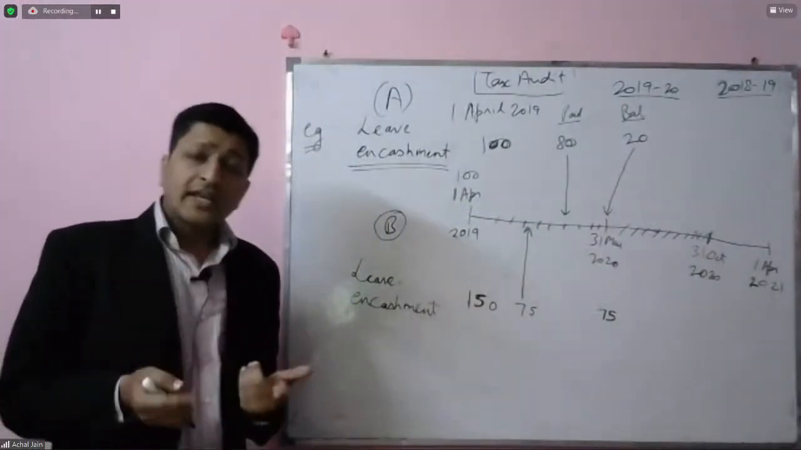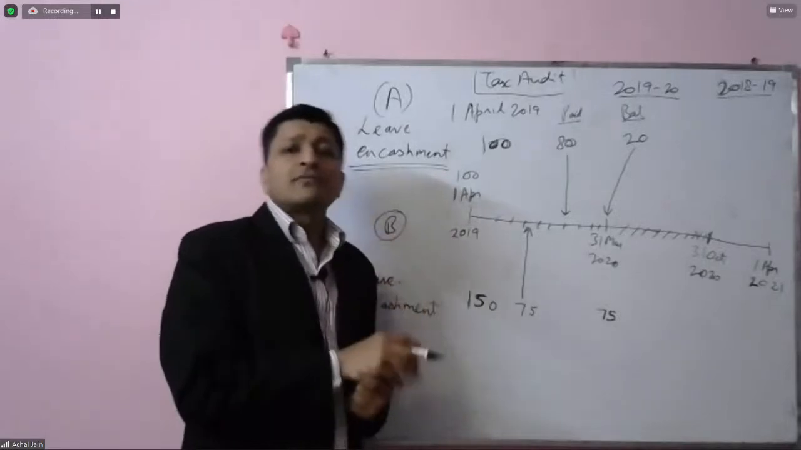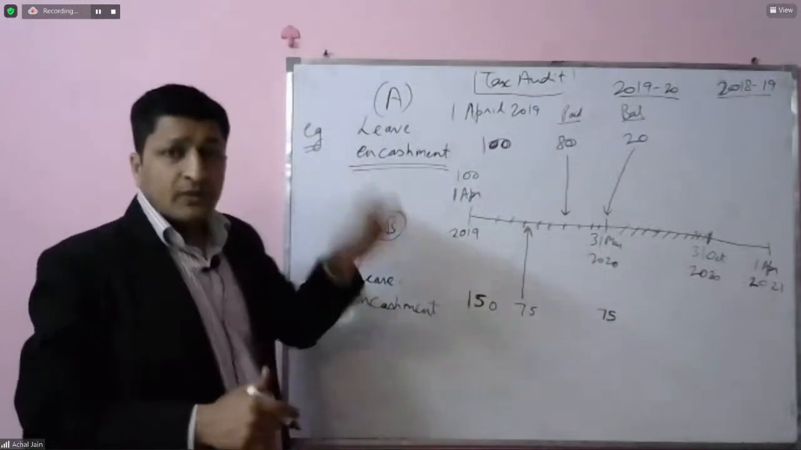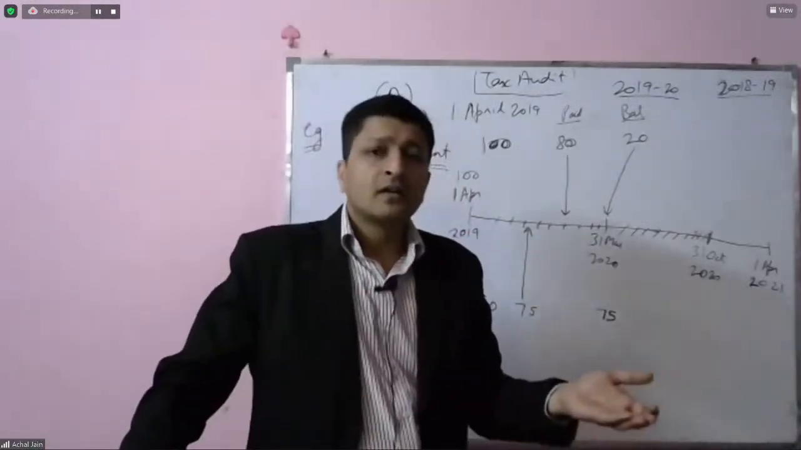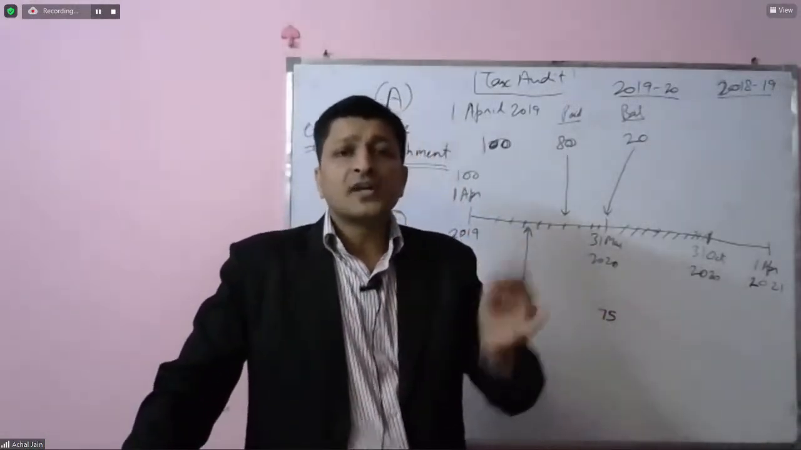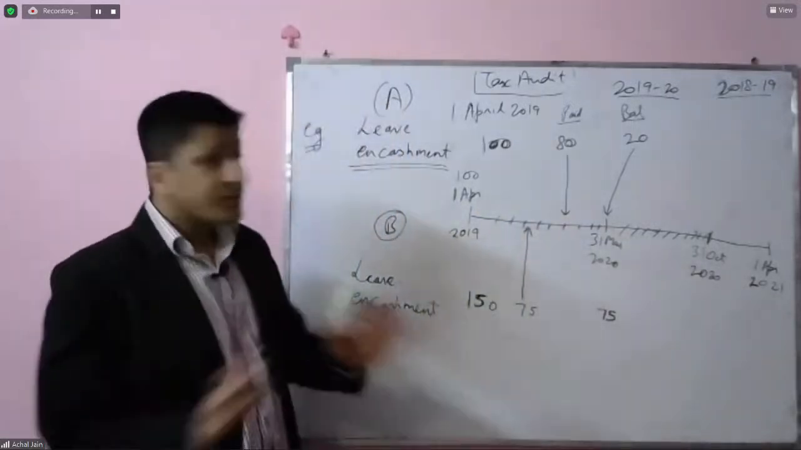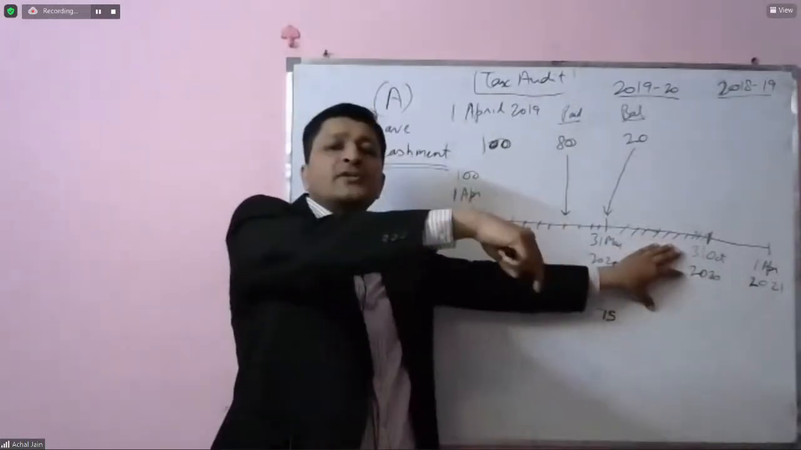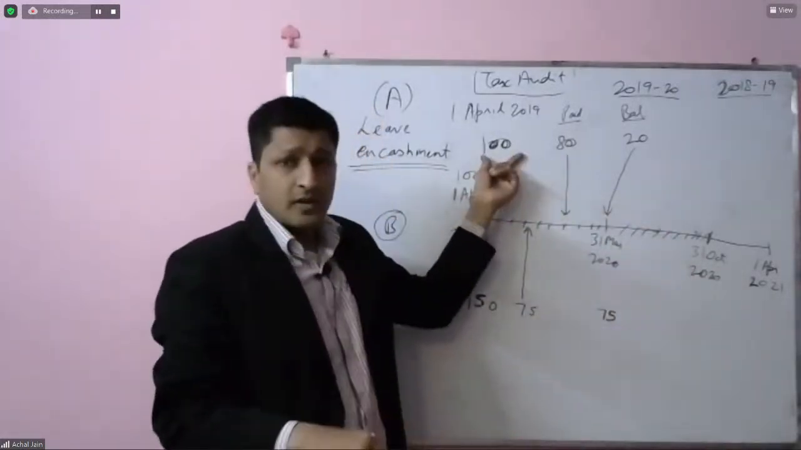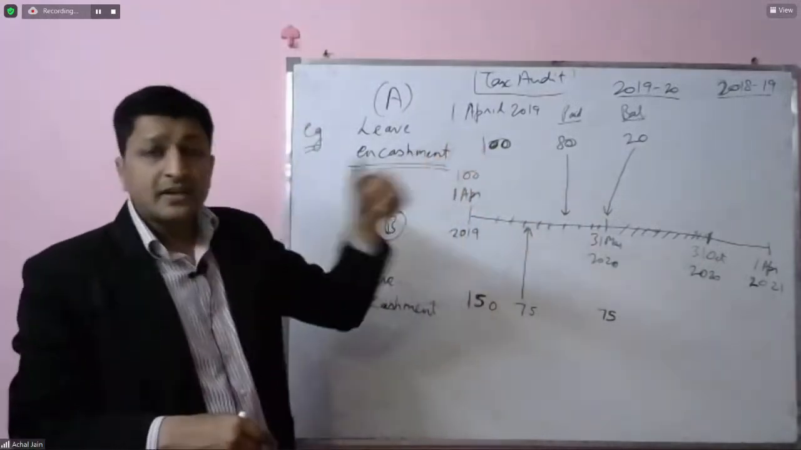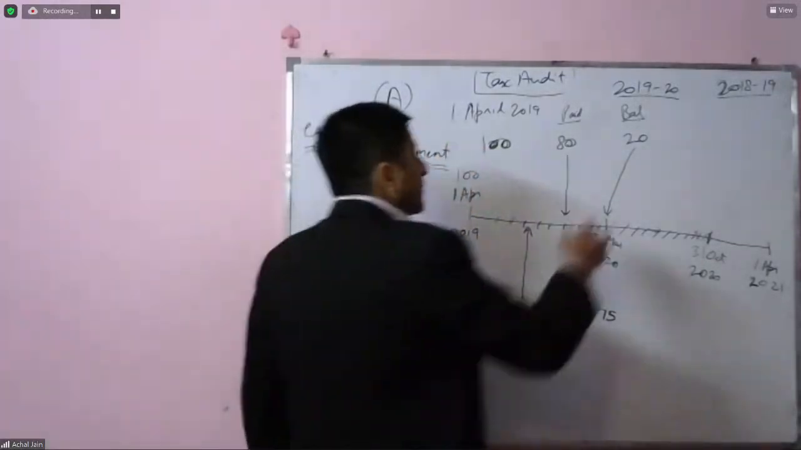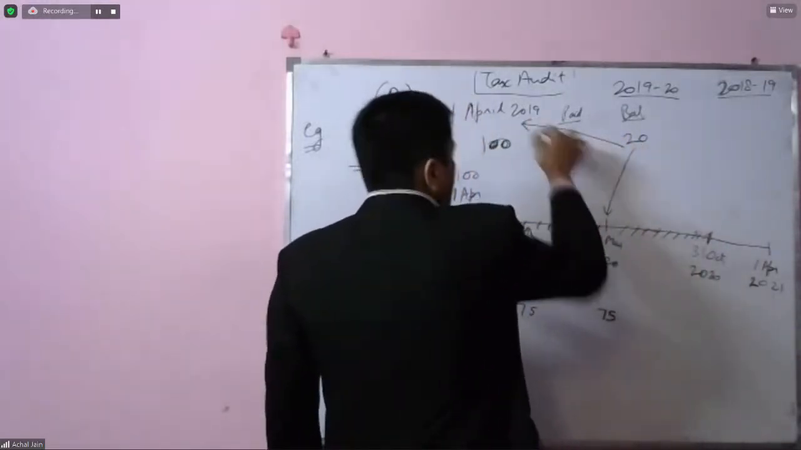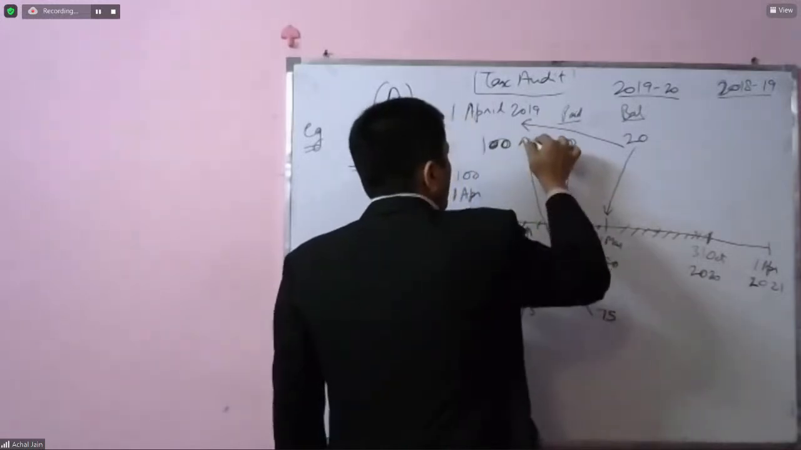Why? Because if you go back to the requirements of clause A, what does it say? Any amount pertaining to 43B which remained outstanding on the first day of the previous year and which was not paid up to the due date of furnishing of return of preceding financial year will get captured over here. That means next year, 20 will go here and this 75 will also go here.